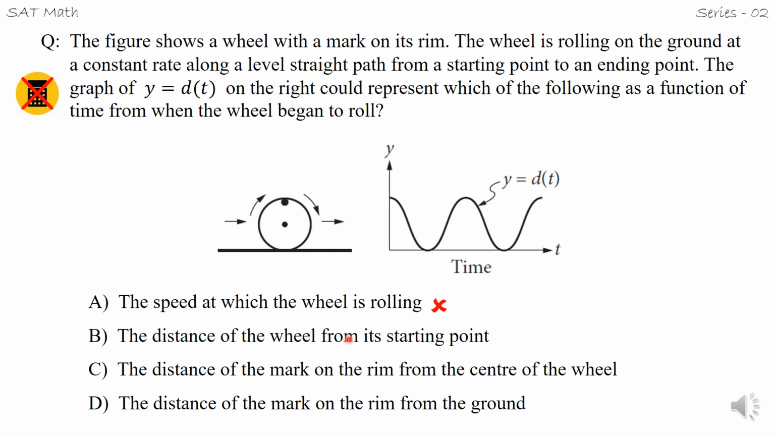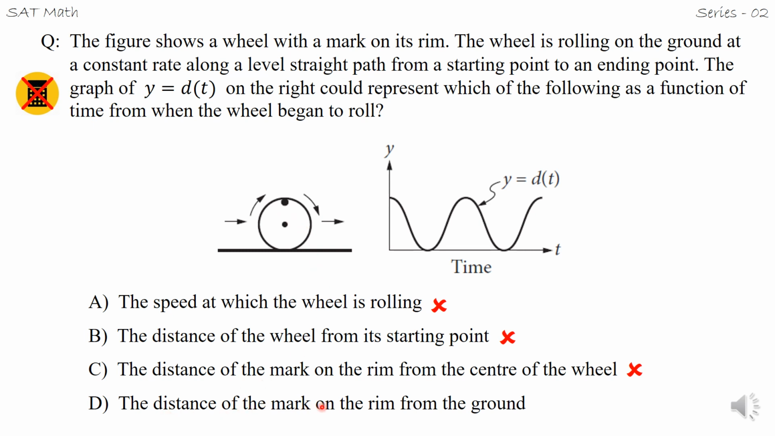The distance of the wheel from its starting point. We know the distance is always increasing, so it should be a straight line with a slope. So this is also not correct. The distance of the mark on the rim from the center of the wheel. This is not changing. The distance of the mark from the center is not changing, so this is also not correct.